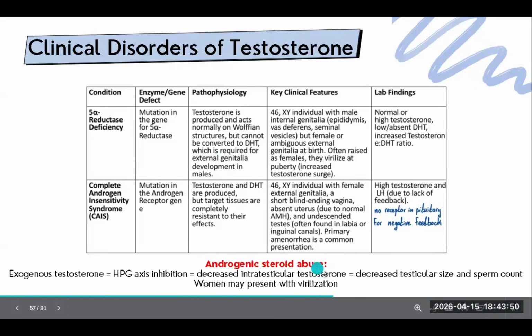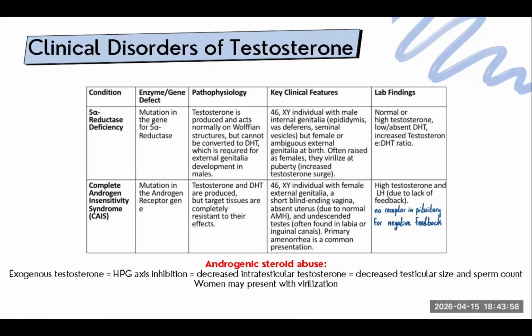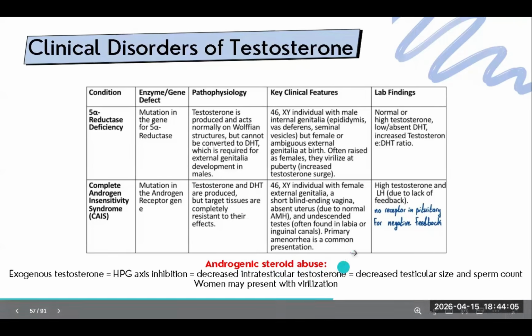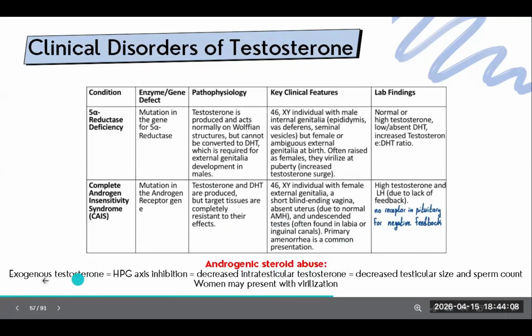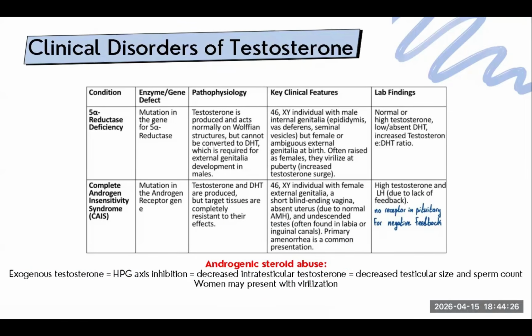This would develop when the patient takes androgenic steroids. So I think we all know this. Athletes, males or female, sometimes take androgenic steroids to enhance their performance. In the case it's a male, this is the pathway. So exogenous testosterone would lead to negative feedback and it would inhibit the hypothalamic pituitary gonadal axis. This would lead to decreased intratesticular testosterone. The testis would produce less testosterone because there's less LH and FSH.